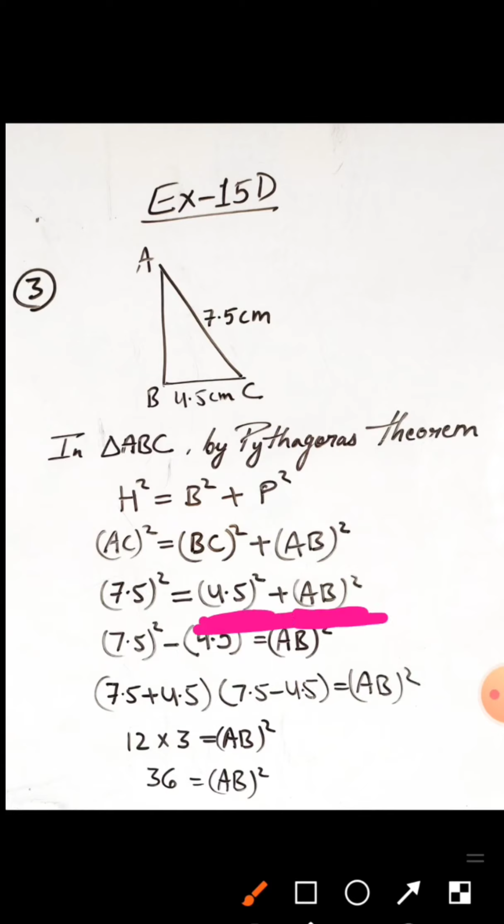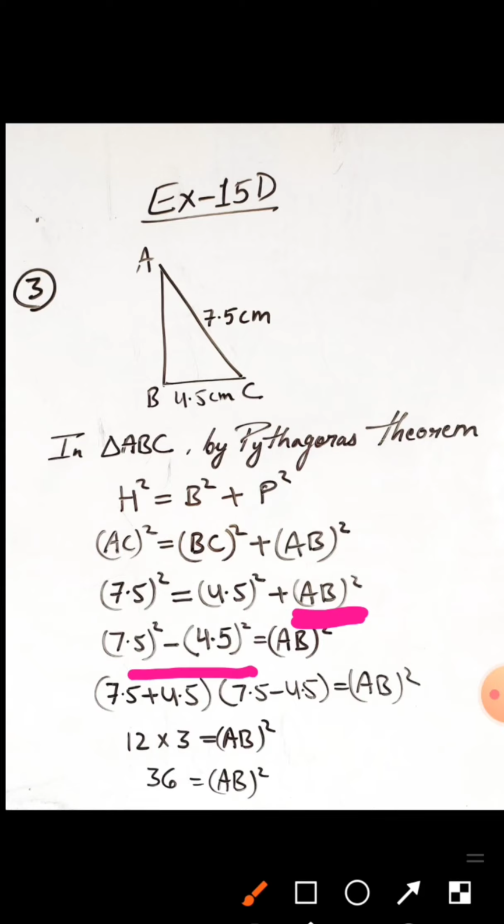On the right hand side we have AB. So to find the value of AB, first we will transpose the other terms. So AB square is one term and this is another term. So we will transpose this 4.5 square towards the left side. When it goes to the left, it will become negative. So we have 7.5 square minus 4.5 square.